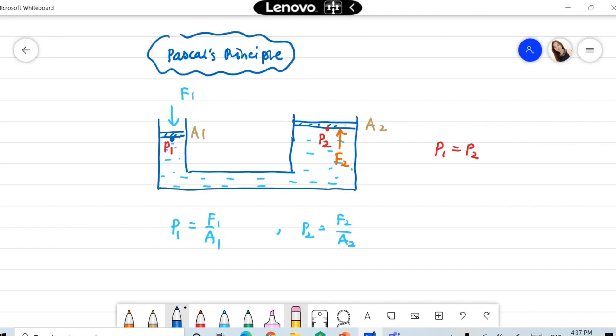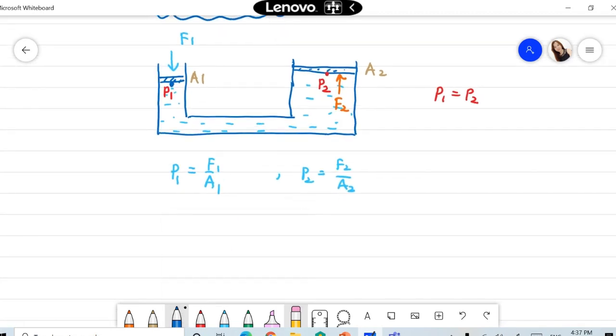So how do we apply it? You can use the equation P1 is equal to P2, so F1 over A1 is equal to F2 over A2. Pressure on piston 1 is F1 over A1, pressure on piston 2 is F2 over A2. The ratio of F over A is a constant. So from here you can also conclude that F is proportional to the area.